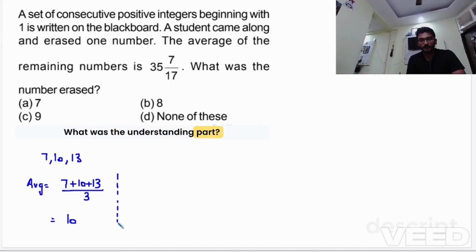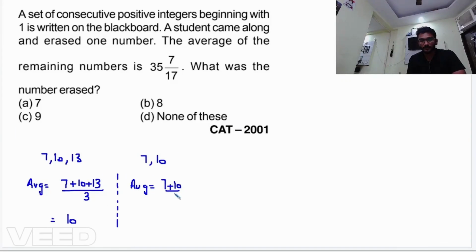What was the understanding part? Let's suppose I have removed 13. I just have two numbers. What would be the average in this particular case? It is 7 plus 10 divided by 2. It is 17 by 2, which is 8.5.